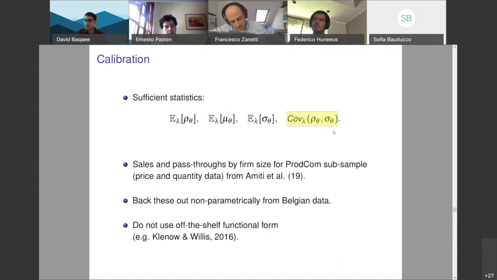Amiti et al. produced estimates of the pass-through function as a function of firm size. What we're going to do is back out the Kimball aggregator that rationalizes that shape non-parametrically. We're going to ask, what Kimball aggregator do you need in order to exactly match the pass-through function that Amiti et al. estimated? Once you know the Kimball aggregator, you can generate all of these objects very easily. In particular, we're not going to use an off-the-shelf functional form like Klenow-Willis, and there's a good reason for that: the off-the-shelf functional forms are unable to capture these sufficient statistics in a reasonable way. I'm going to clarify that in a second.